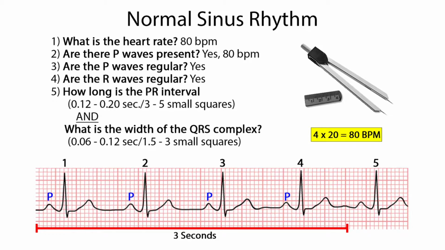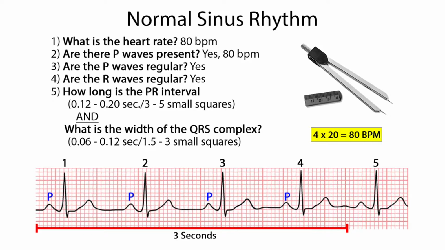Number 2, are there P waves present? Since we have 3 seconds here, we'll multiply the number of P waves by 20. So 4 P waves times 20 shows an atrial rate of 80 beats per minute. 3. Are the P waves regular? Start from the beginning of one P wave to the beginning of the next P wave, measuring with calipers or paper. In this case, the P waves do measure out to be regular distances apart.